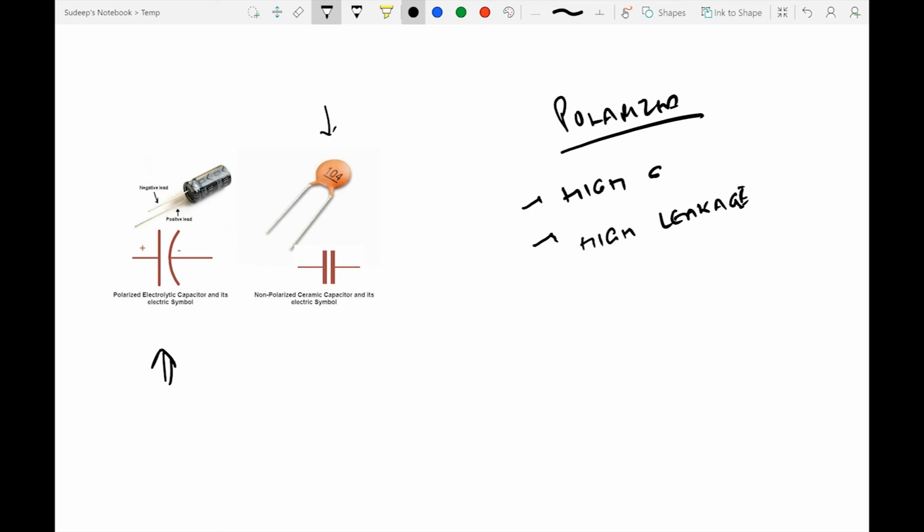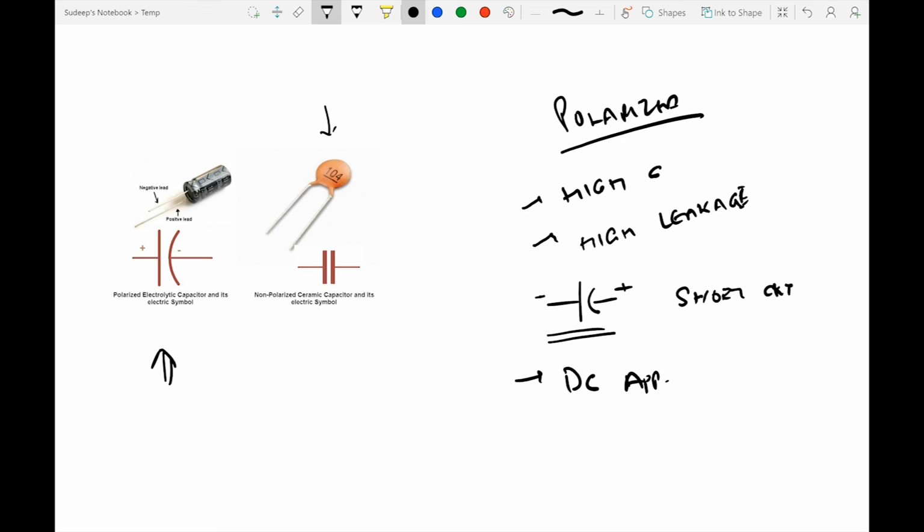If I connect the polarized capacitor in the right direction, the positive to the positive and the negative to the negative where it has to be, it would act as a capacitor. But in case I make a mistake and connect the negative to the positive and the positive to the negative, it is actually a short circuit. This is what we should be avoiding. That is the reason why it is used majorly in DC applications. In a DC circuit, the polarity is always constant, so a polarized capacitor can be used there very nicely.